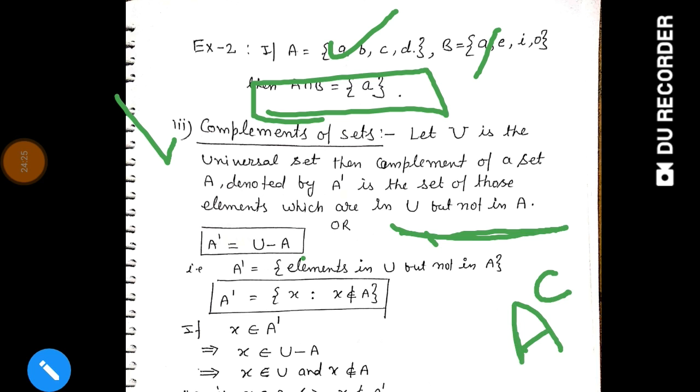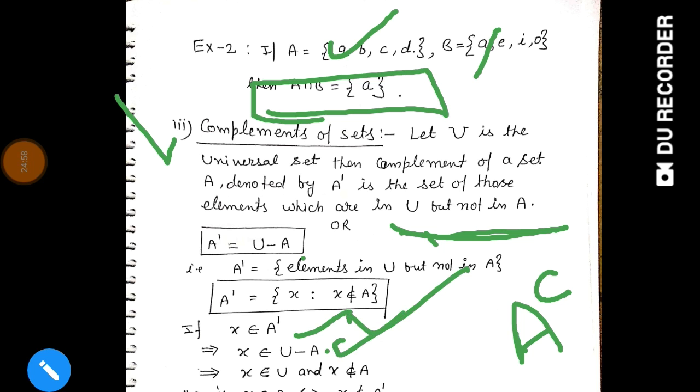Okay? That is A dash. A dash is equal to the set of elements in U but not in A. Mathematically it can be written as A dash is equal to {x such that x does not belong to A}. That is, A dash is the set of those elements which are not in A. If we say x belongs to A dash, this implies x belongs to U minus A, because A dash is equal to U minus A.